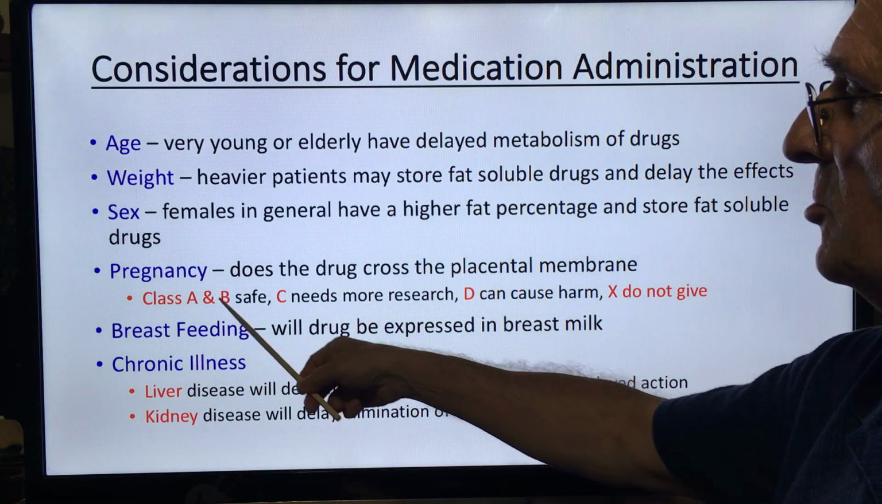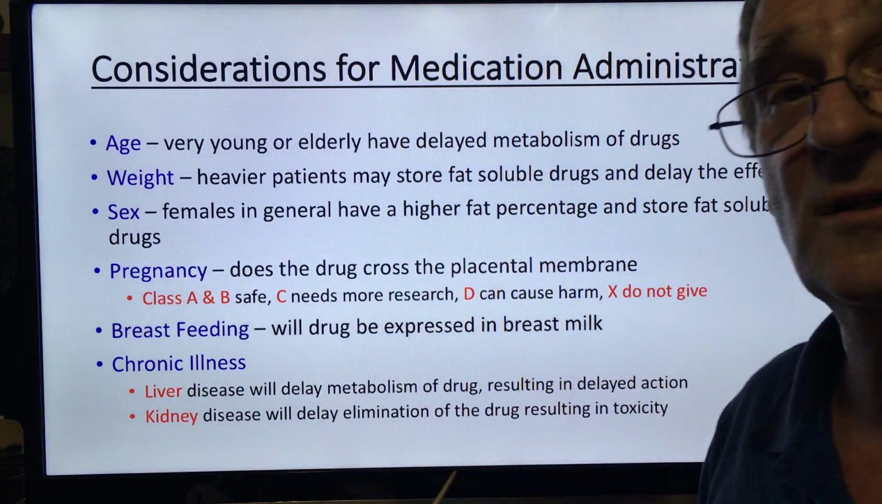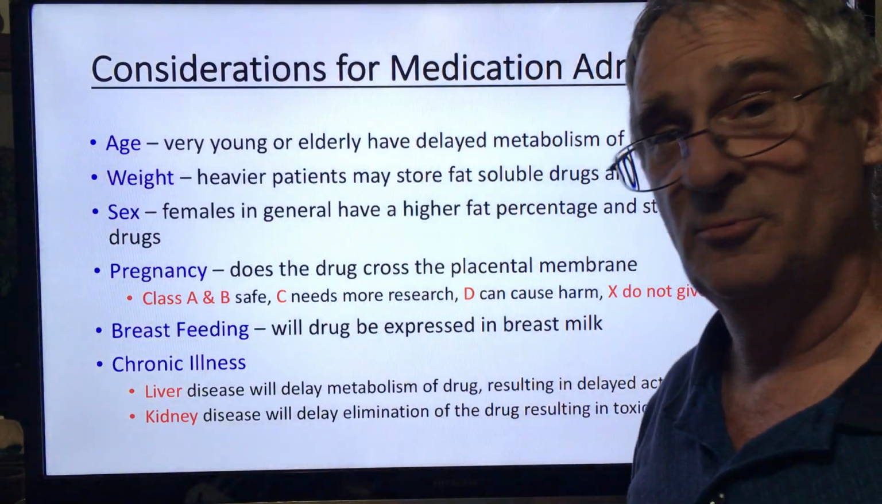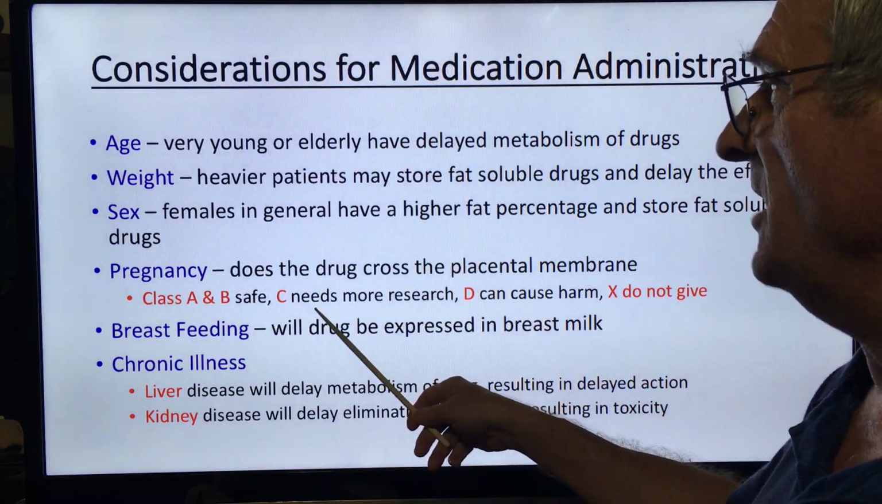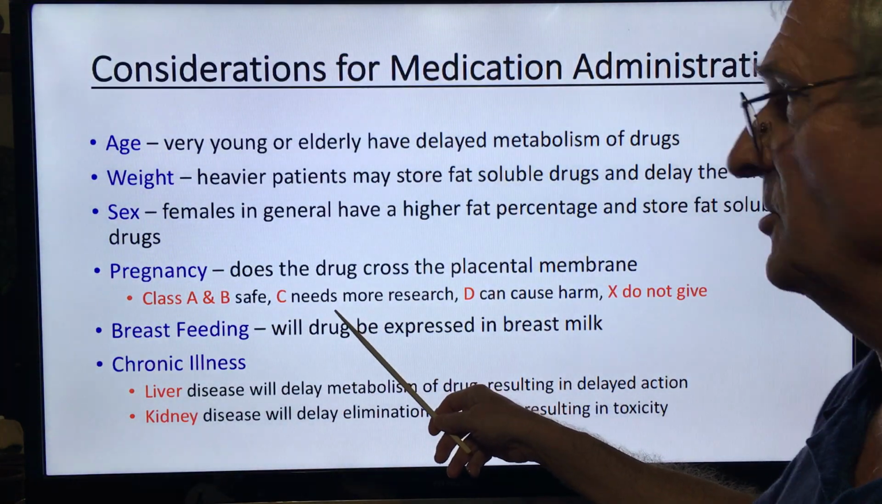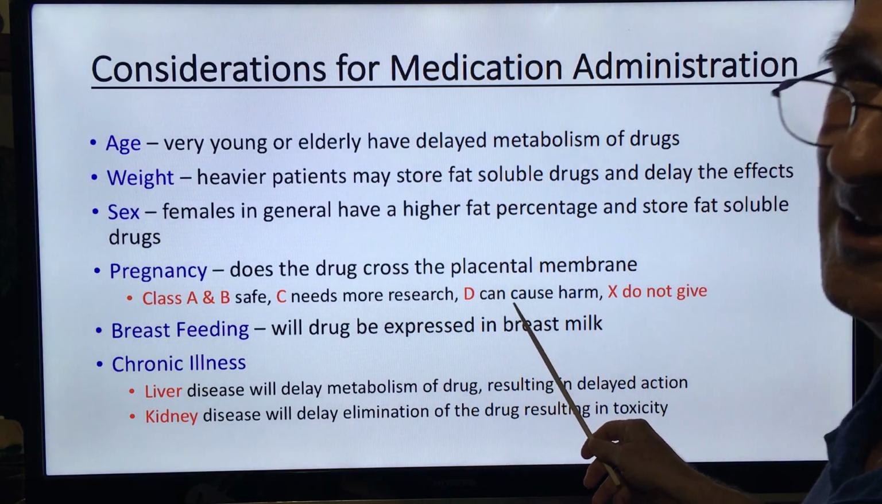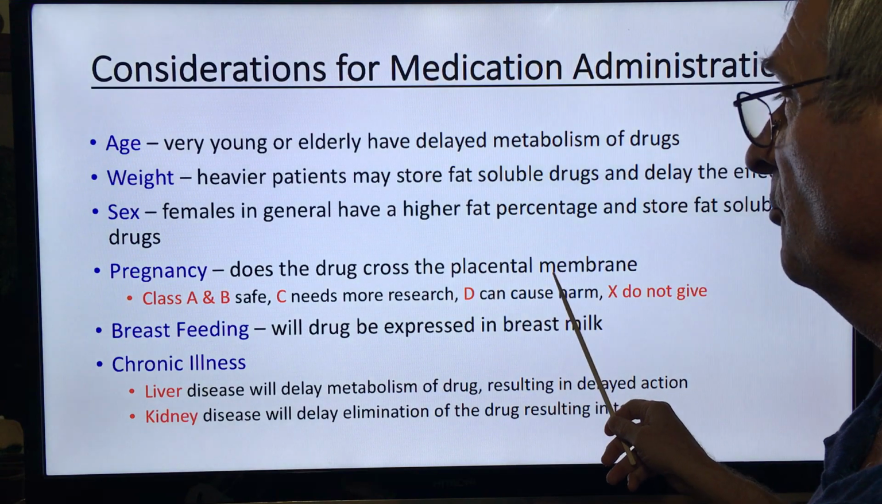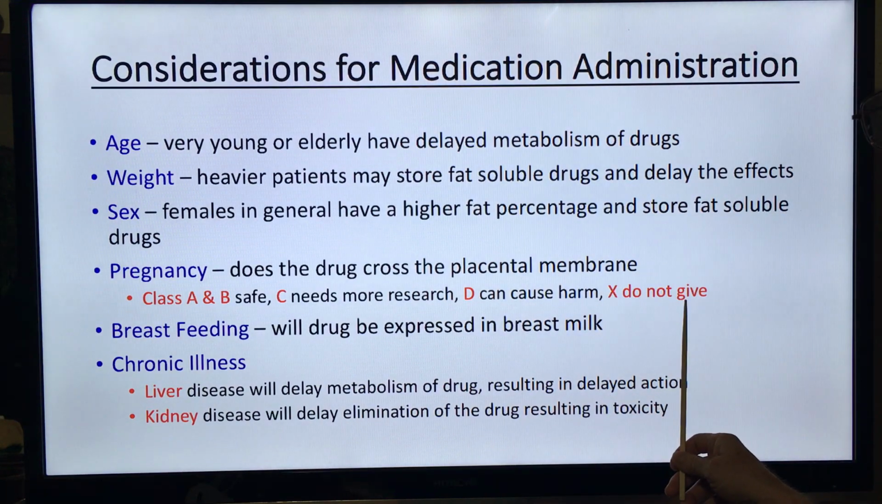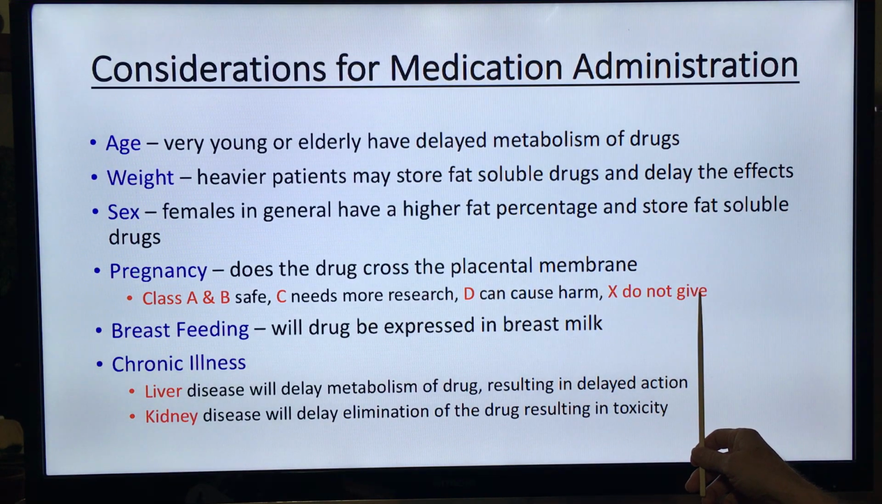Here's pregnancy class. So class A and B drugs, all drugs that we give have a pregnancy rating on them. So class A and B drugs are safe to give. Class C drugs need a little more research. Class D drugs, it's possible that they could harm the fetus, so we need to be real careful with those. And class X drugs, we simply do not give to pregnant women.